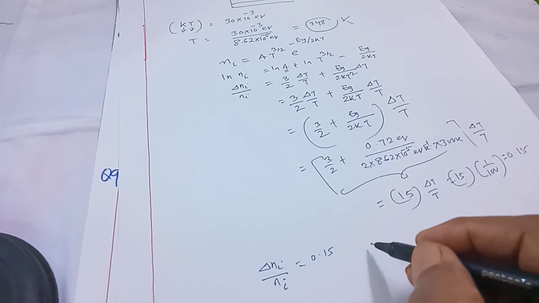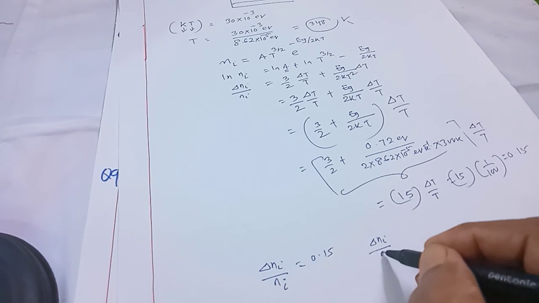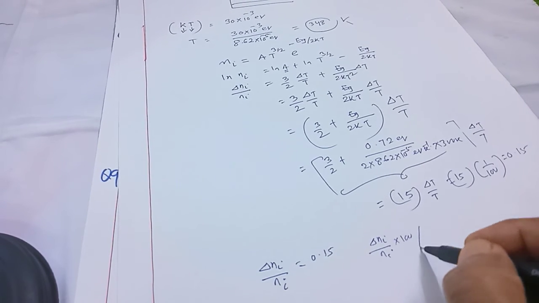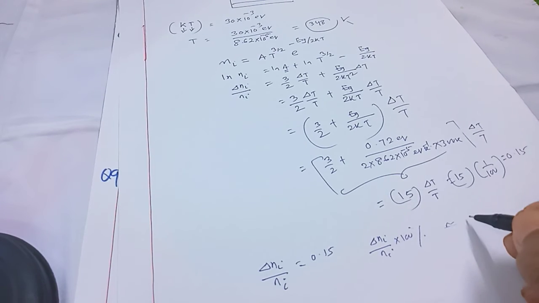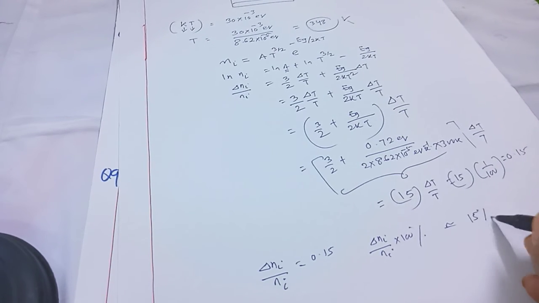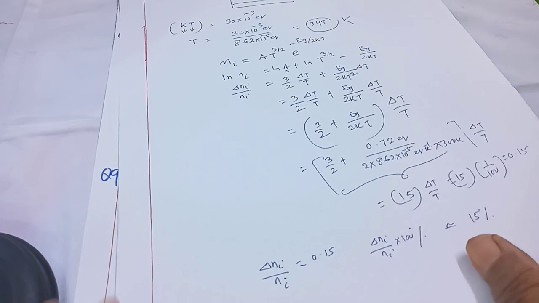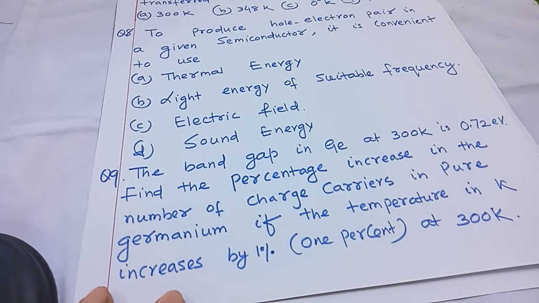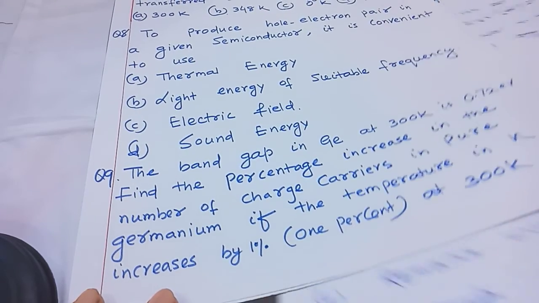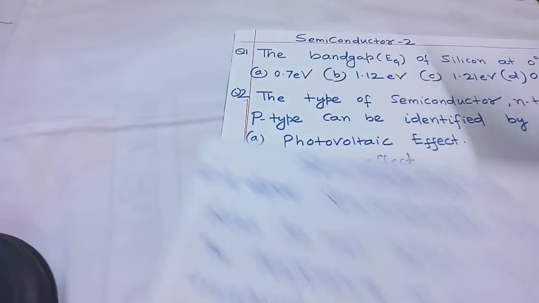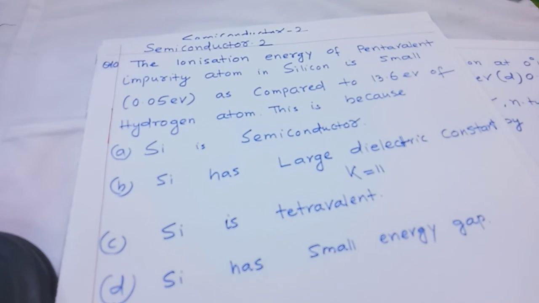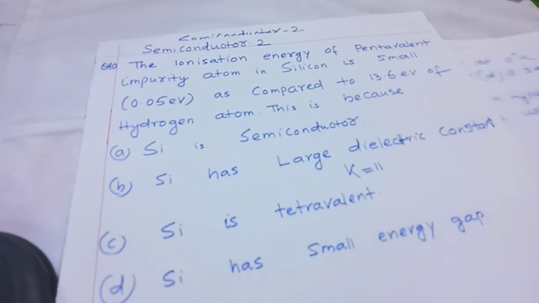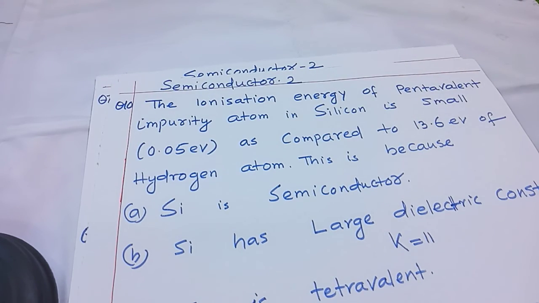So in terms of percentage, that is delta Ni by Ni times 100, this is equal to 15%. So by changing the temperature of the semiconductor under this condition by 1%, the charge carrier concentration increases by 15%. Very important.